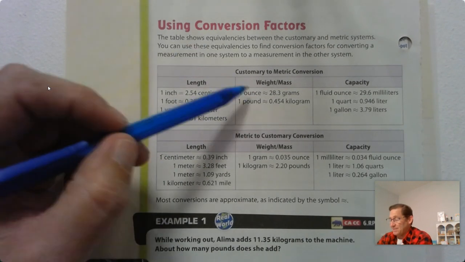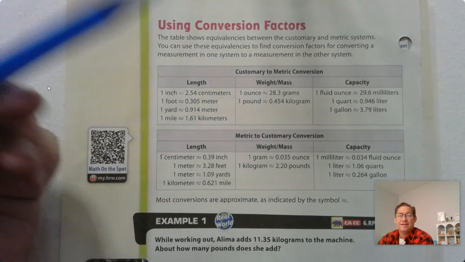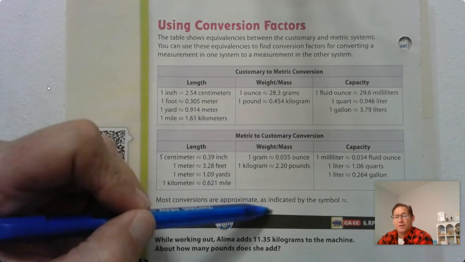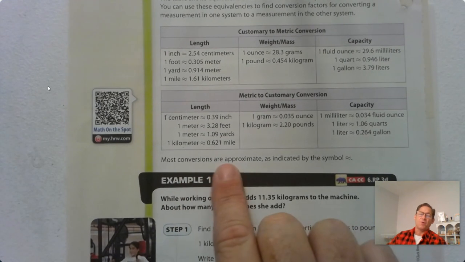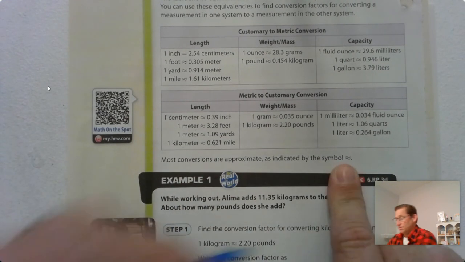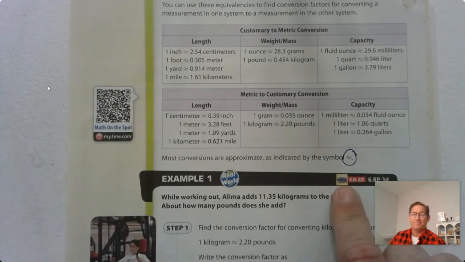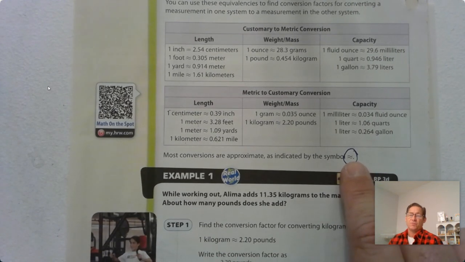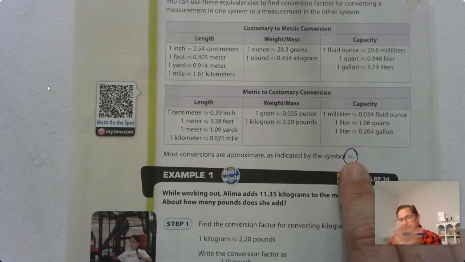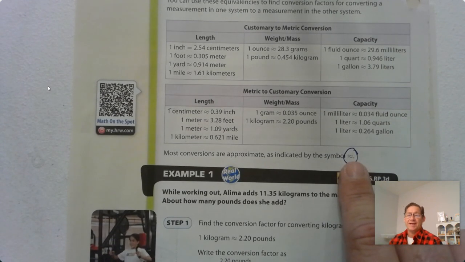All right, weight and mass, 1 ounce is about 28.3 grams, and so on. Okay. All right, so most conversions are approximate, as indicated by the symbol. Okay, it looks like an equal sign, right? But it's kind of wavy. So that when you see that symbol, that means it's about it. It's really close to that.